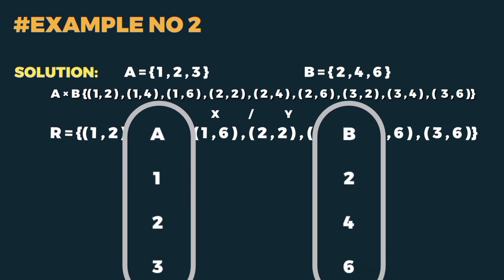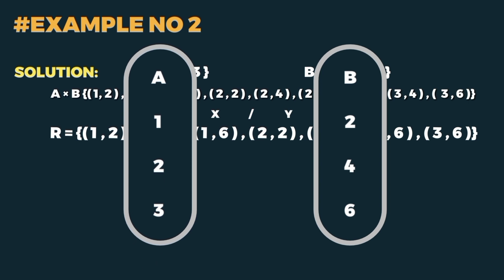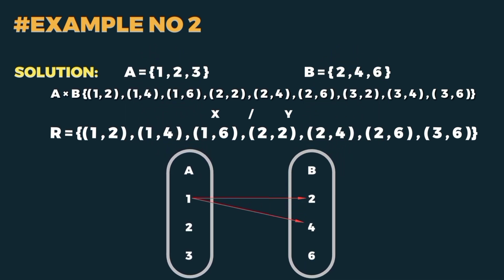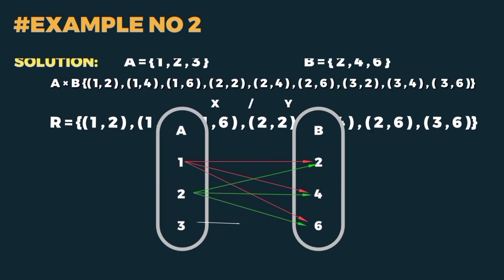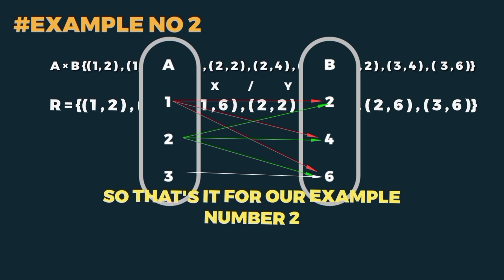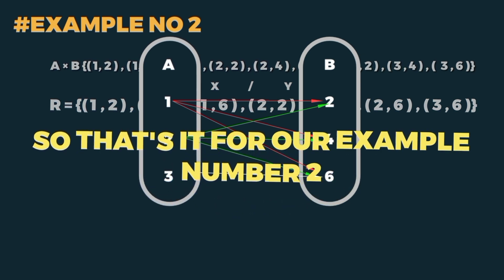This is our arrow diagram. We have A: 1, 2, 3, and B: 2, 4, 6, where 1 maps to 2, 1 maps to 4, 1 maps to 6, and 2 maps to 2, 2 maps to 4, 2 maps to 6, and 3 maps to 6. The relation here is X divides Y. So that's it for our example number 2.